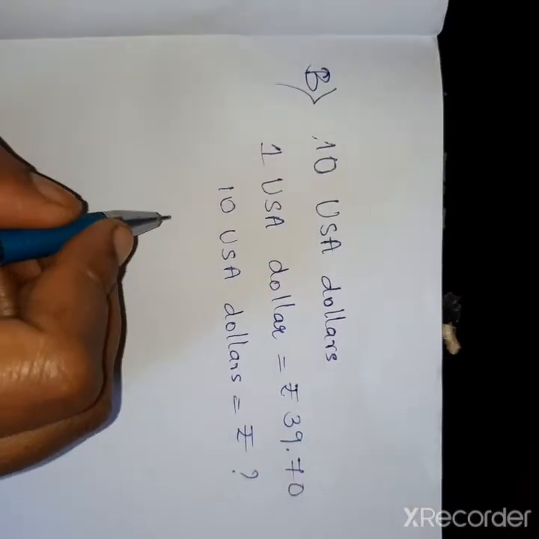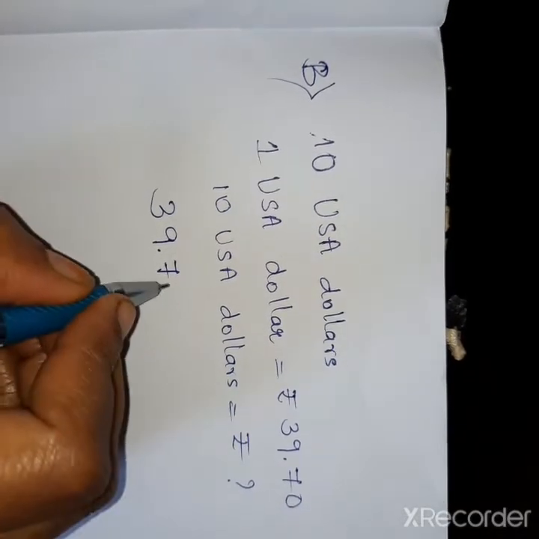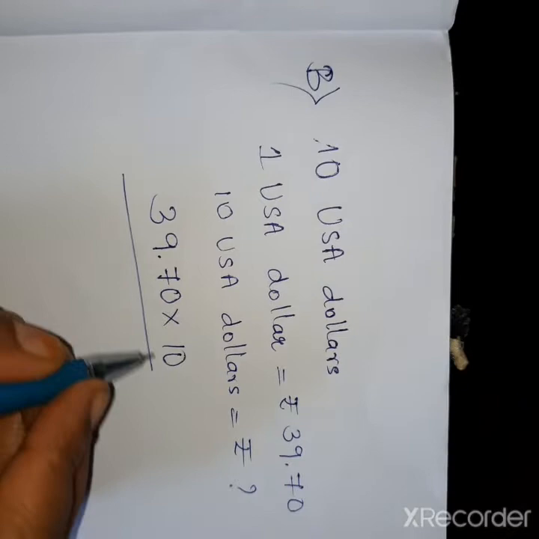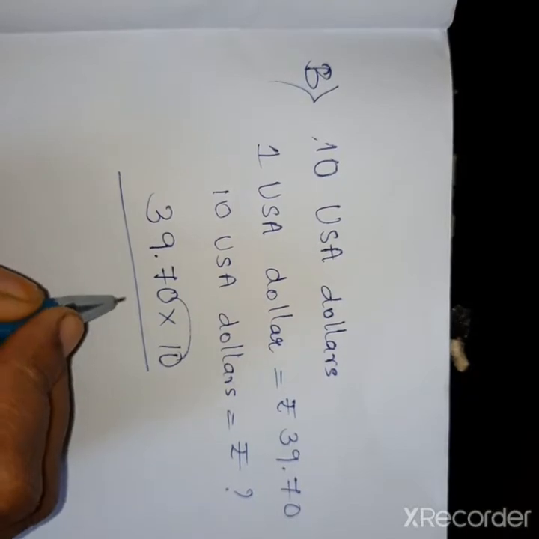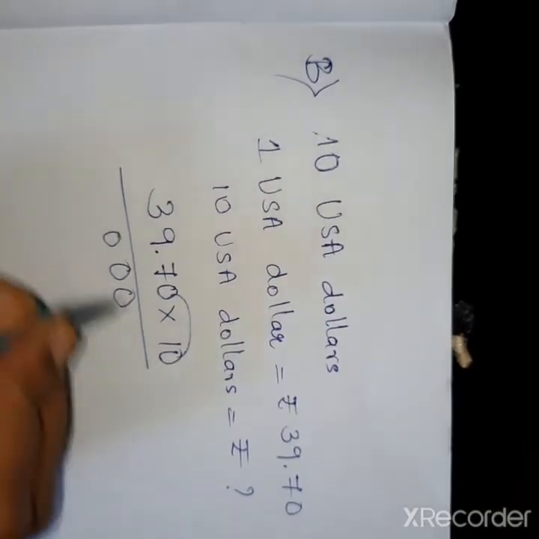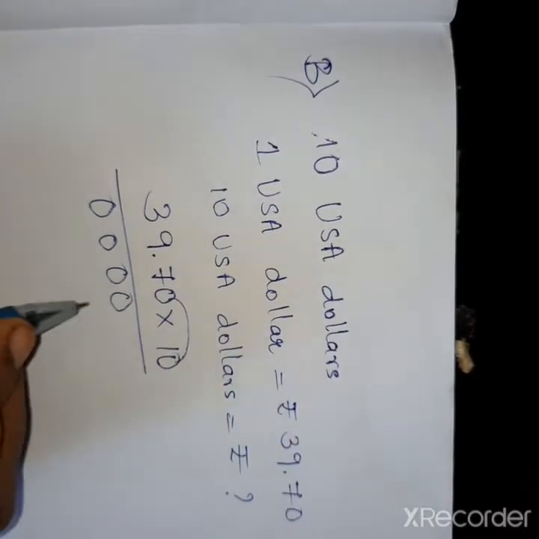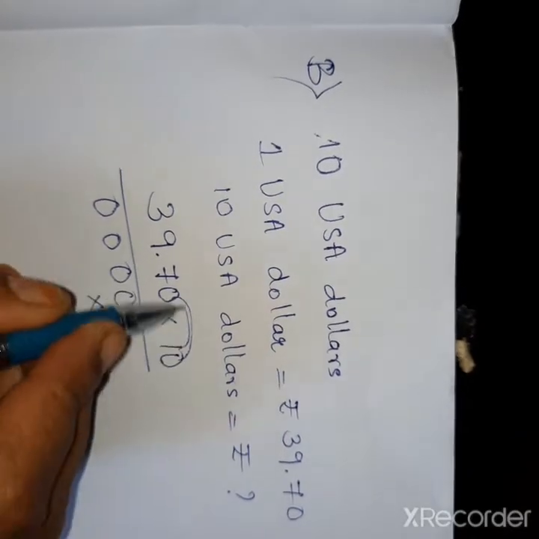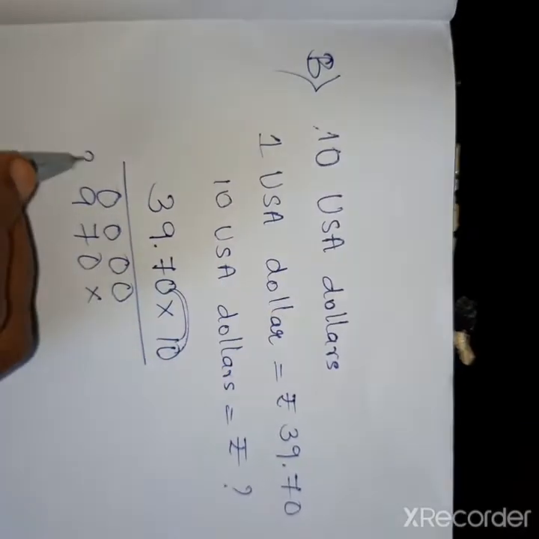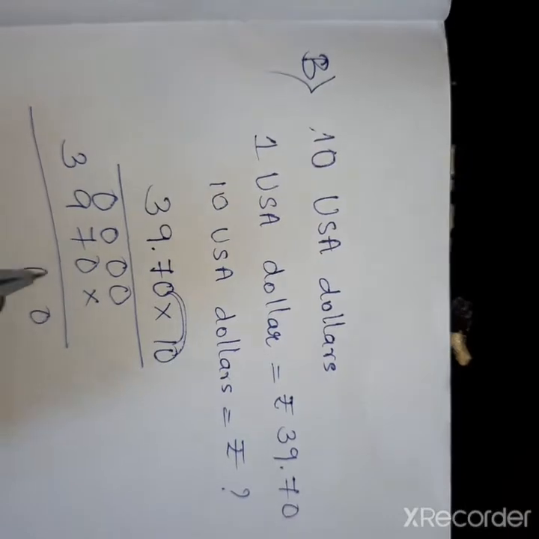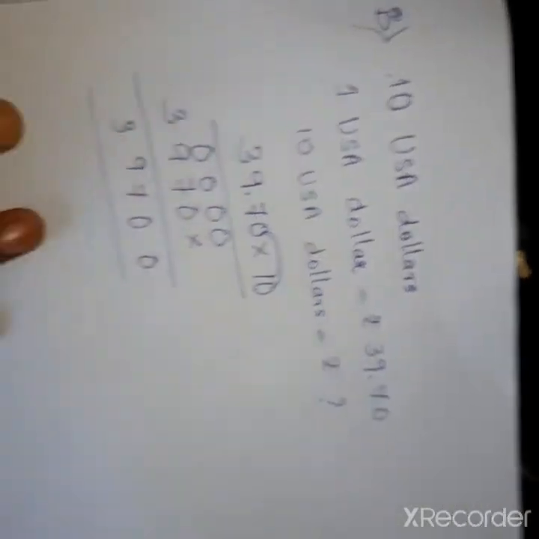First, we have to find out 10 USA dollars will be equal to how many rupees? To do that, we have to multiply 39.70 into 10. First, we will do the regular multiplication. From the ones place, 0 into 0, 0. 0 sevens are 0, 0 nines are 0, 0 threes are 0. Now we have finished the multiplication from the ones place. Now we'll move to the tens place. 1 into 0, 0. 1 sevens are 7, 1 nines are 9, 1 threes are 3. We have to add all this. And finally, we have to put the decimal point.